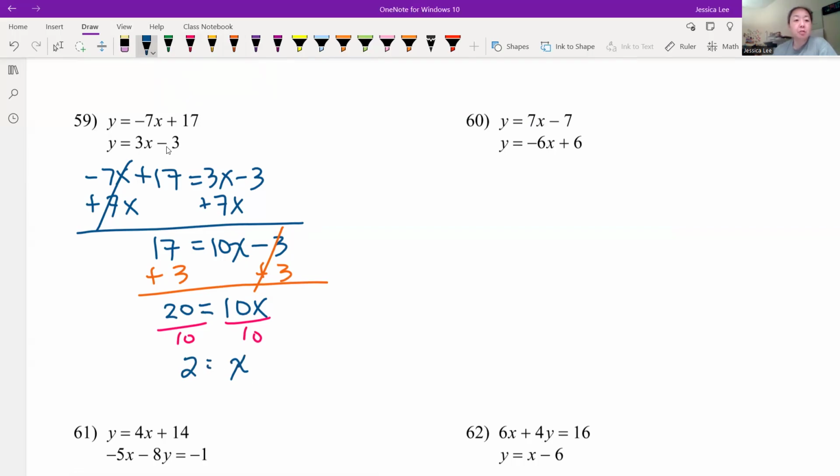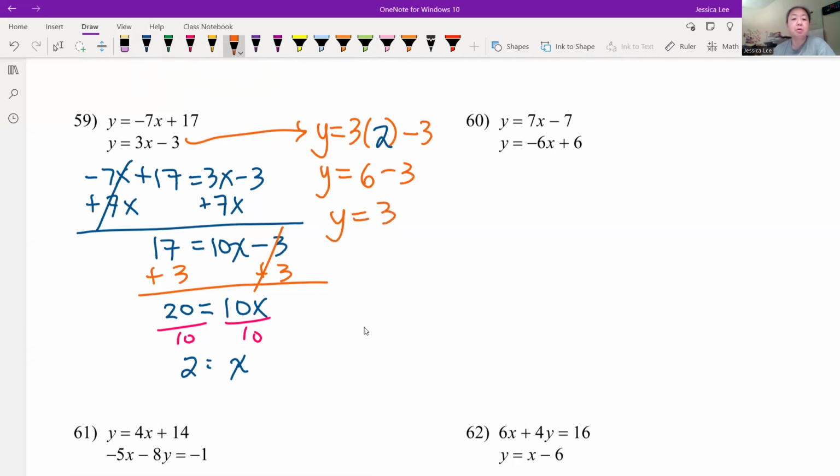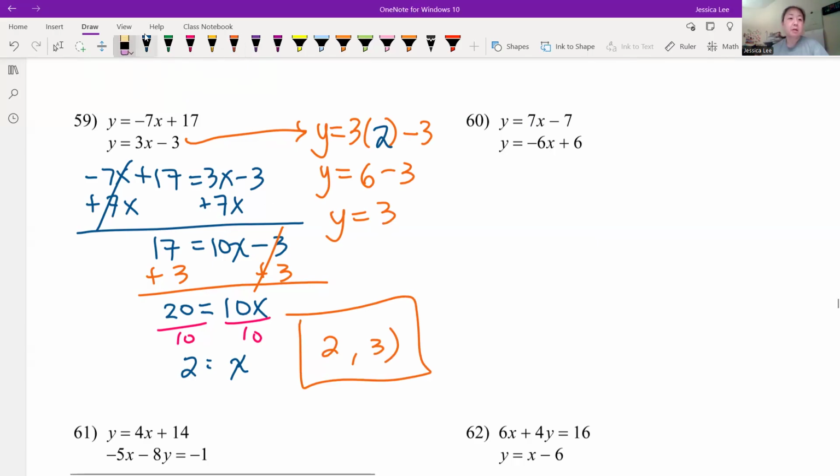Okay. So I'm going to use this bottom equation because that looks a little bit more friendly, right? So y is equal to 3 times x minus 3. So 3 times x, which is 2. So y is equal to 3 times 2, which is 6, minus 3. So y is equal to 3. So 2 comma 3. Yay! That's a parentheses there. Let me try that one more time. There we go.